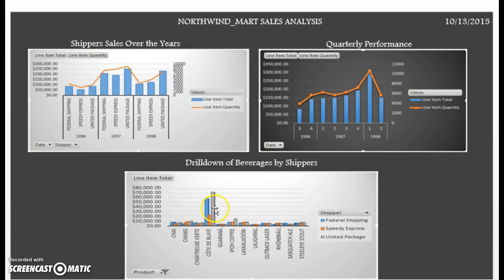From the drill down, we can see that all the beverages are being shipped in equal quantity except for the Côte de Blaye, which is being shipped the most. So this is the reason we see that beverages is the product which has the highest total.